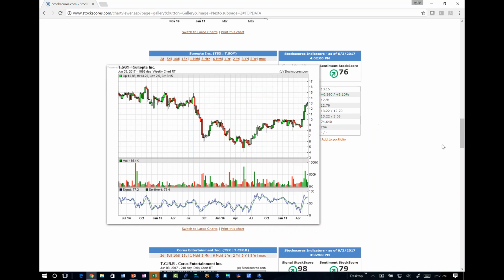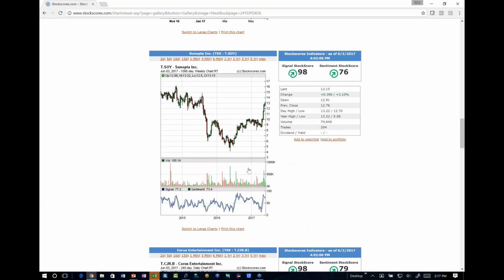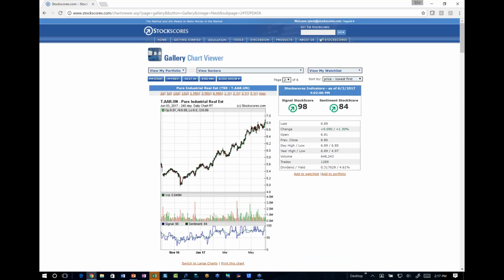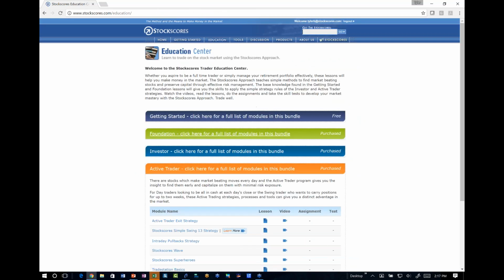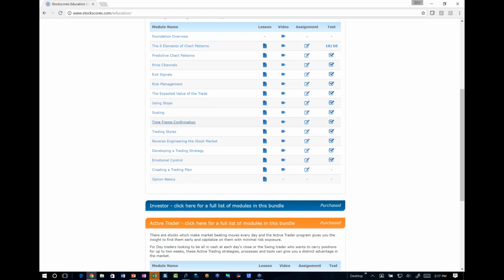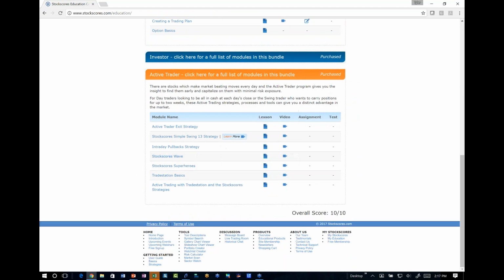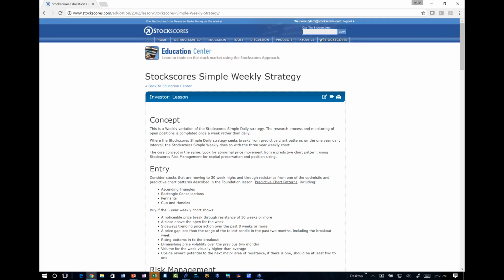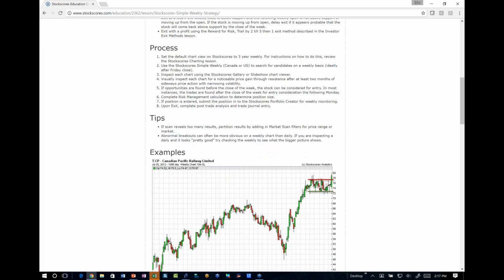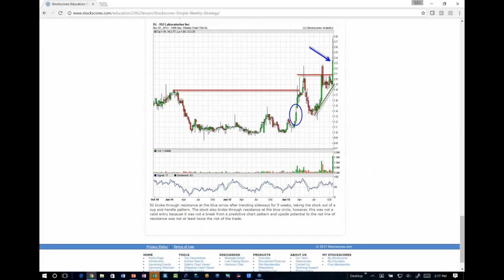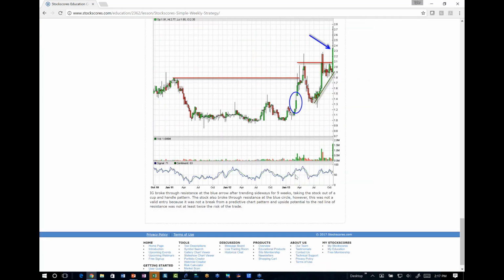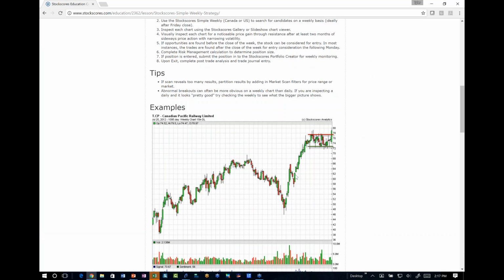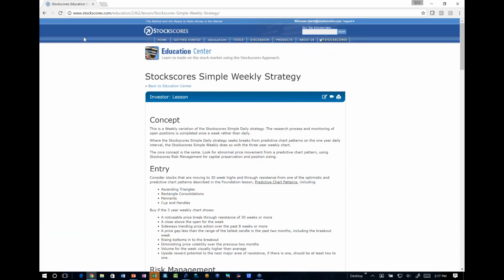Okay, so that's all part of the application of the strategies. All of those things are taught when you go into the education area. Going beyond the foundation, some of those concepts are there, but when you go actually into the strategies and review the Stockscores Simple Weekly Strategy, there are things discussing the reward or risk lines and how you use the stop and how you look at the charts. It's all taught in that lesson. There's a video as well.